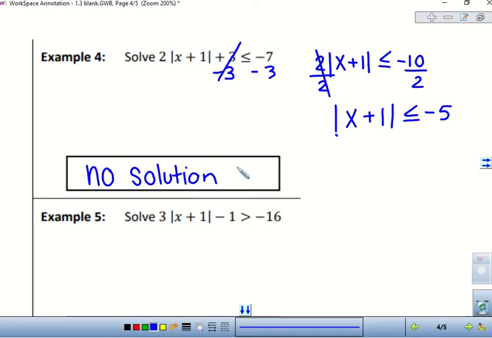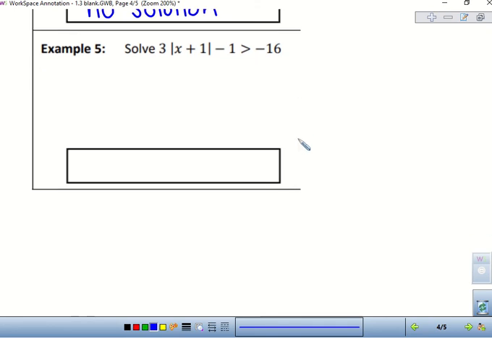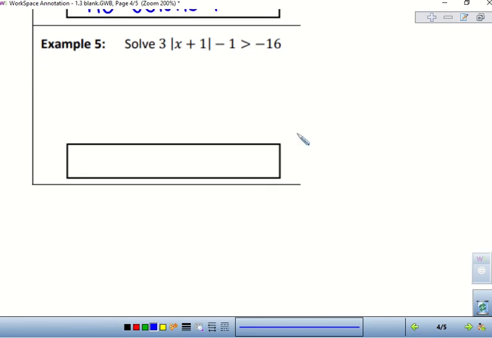Alright, any questions about this one? Are we ready to move on to the following one? Alright, let's try the next one. So our first step is to always isolate the absolute value. What's going to be the first step in doing that? Good, we are going to add 1 to both sides.